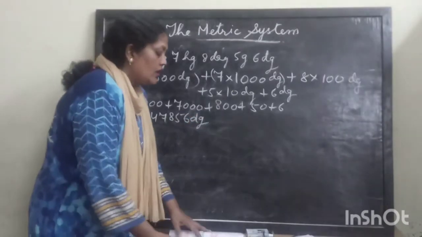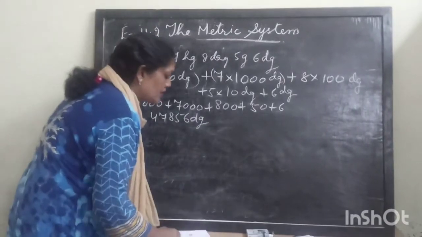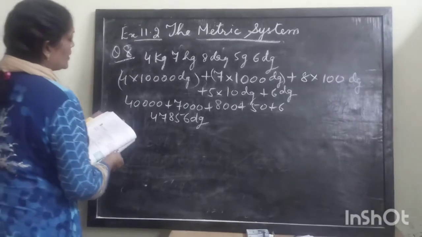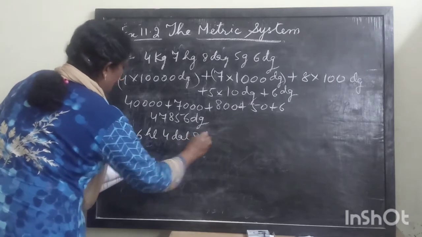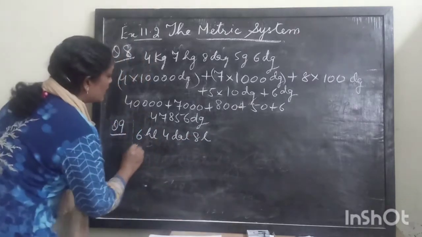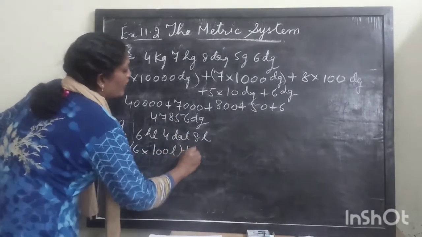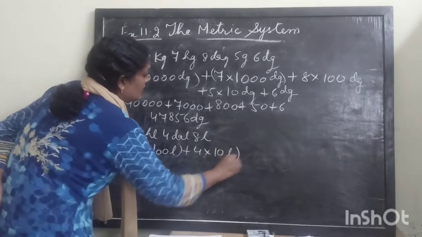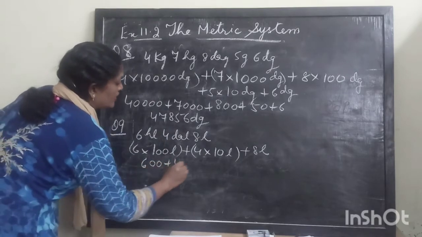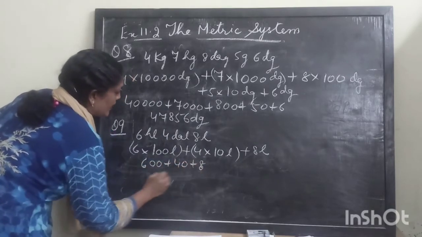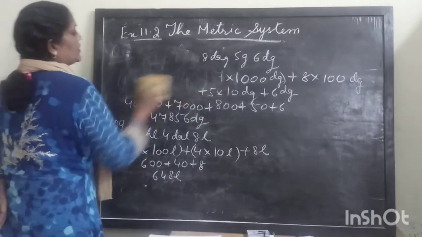Got it, students? Now come to question number 9. Convert into liters. That is 6 hectoliters, 4 decaliters, 8 liters. This will be 1 hectoliter is 100 liters. Got it? 4 decaliter is 10 liters each, plus 8 liters. 600 plus 40 plus 8. 648 liters.